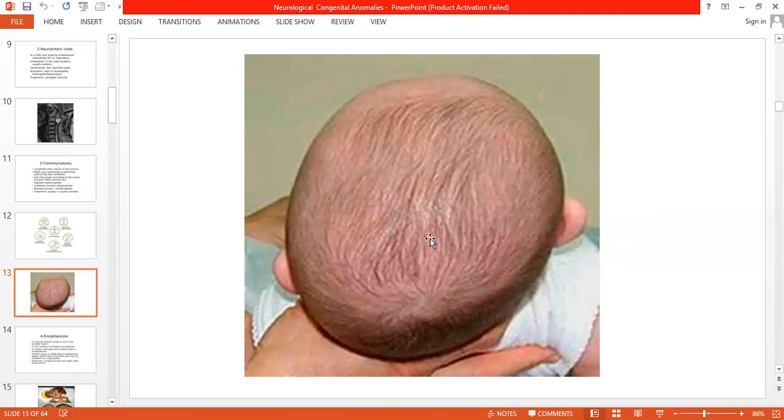Surgery is indicated cosmetically if there is an abnormal looking skull. Plus, if the patient presents with signs of neurological deficit or signs of increased intracranial pressure, like repeated vomiting, loss of consciousness or fits, which means the patient is having signs of raised intracranial pressure, again this has to be operated upon.